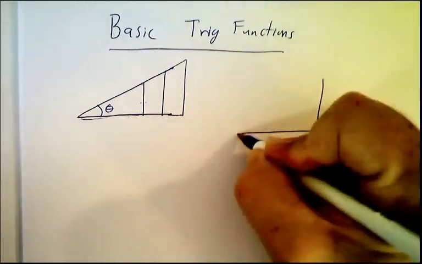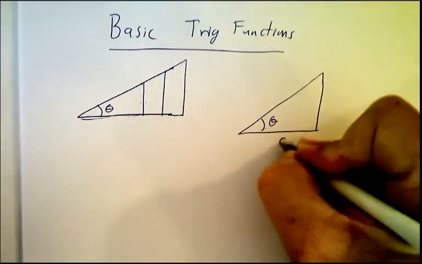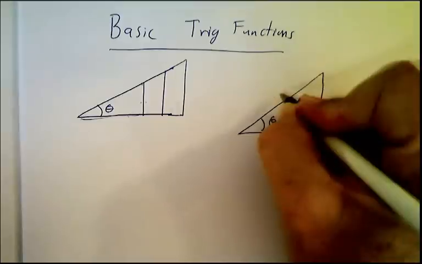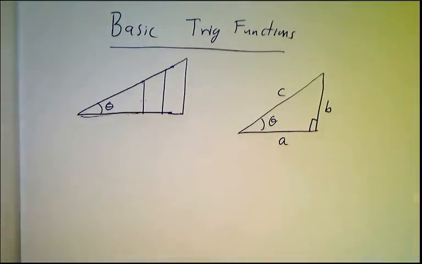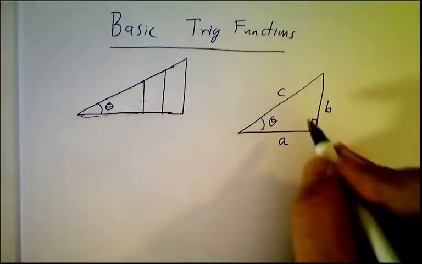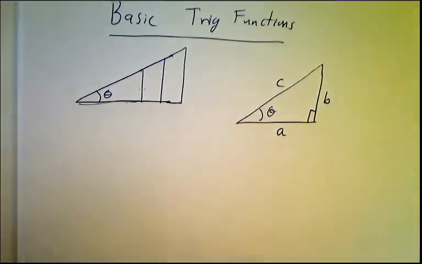What that means is that the ratio of sides is the same. No matter how big or small the triangle is, if I define this side to be A, and this to be B, and this to be C, like that, then the ratio A over B, A over C, B over A, and so on, those are functions of the angle, and we give them names.